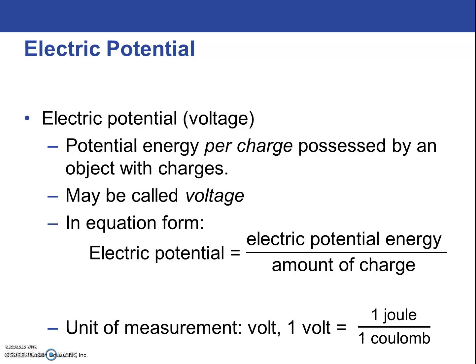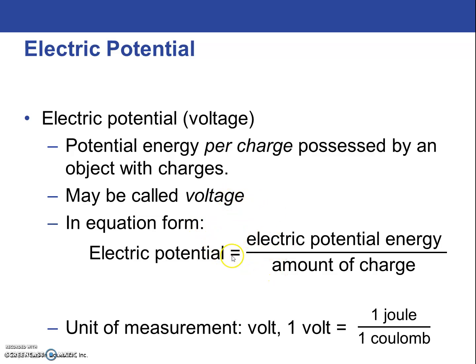Essentially, electric potential refers to the potential energy per charge in an object. So if I have an object with 10 coulombs of charge and 10 joules of potential energy, then I'd have an electric potential of 1 volt. But if I had the same 10 coulombs, but now I gave them 20 joules of energy, they'd have 2 volts, right? There's 2 joules per coulomb. In other words, 2 volts.